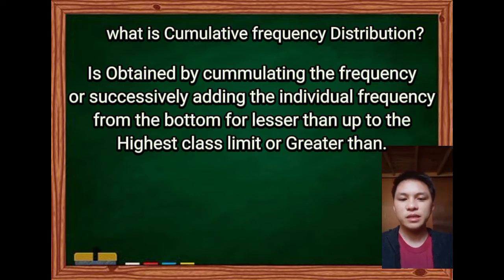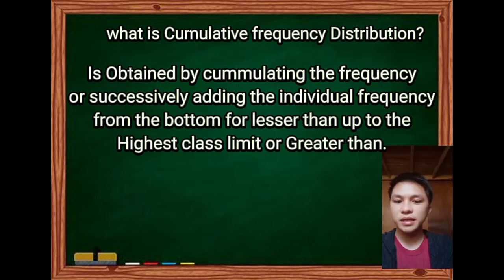Cumulative frequency distribution is obtained by cumulating the frequency, or successively adding the individual frequencies from the bottom for lesser than, up to the highest class limit, or greater than.